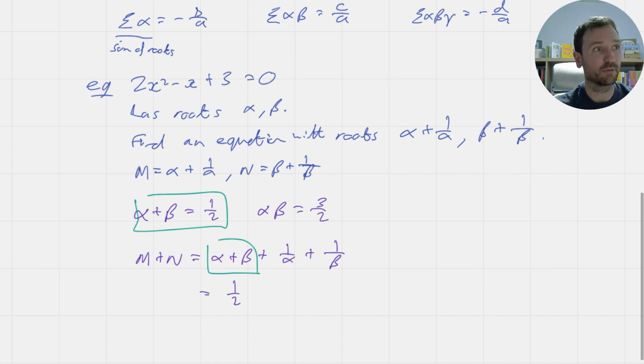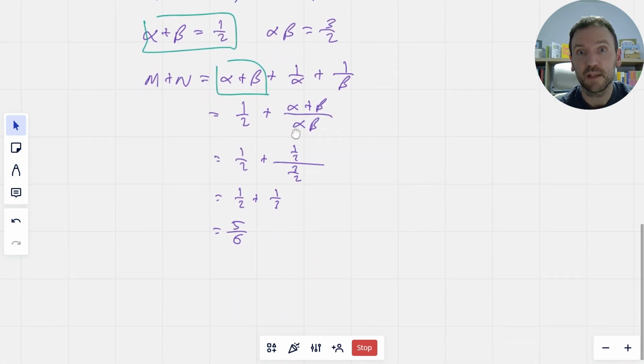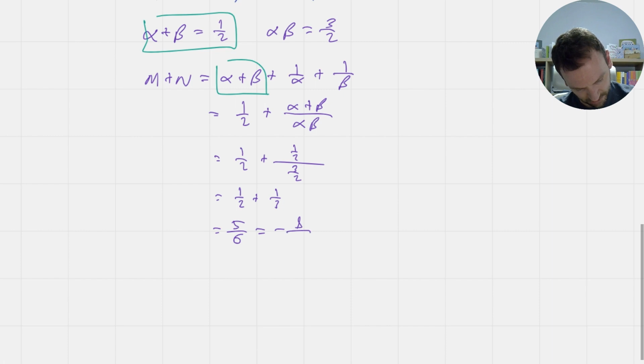This 1 over alpha plus 1 over beta, not so easy to work with. What we need to do is make one fraction with them. So by making the common denominator alpha beta, you're going to end up with alpha plus beta over alpha beta. Now we do know both of those because we've already stated above that alpha plus beta is equal to a half, and that alpha beta is equal to 3 over 2. So we're left just doing a half plus 1/3, and we're getting this is 5/6. So from our new equation here, this is going to be equal to our new negative b over a.